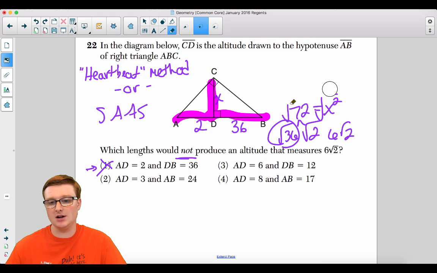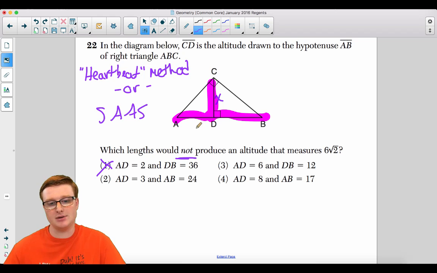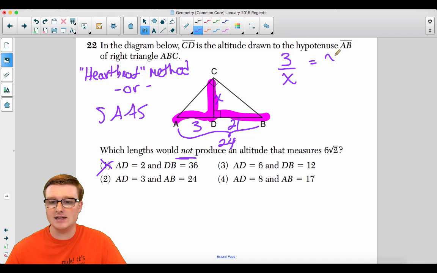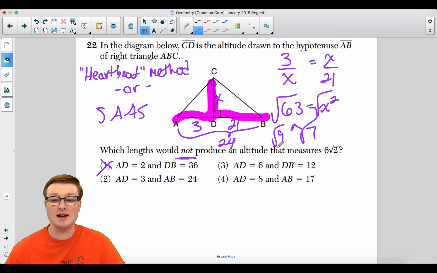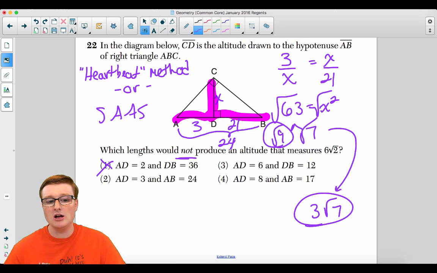So we need to try another choice. Number 2 says that AD is 3 and AB is 24. Be so very careful. AB is 24. Therefore, DB is 21. So I do it again. 3 over x equals x over 21. 21 times 3 is 63 is equal to x squared. Take the square root of both sides. 63 can be broken down into radical 9 and 7. The square root of 9 is 3. Radical 7 carries along for the ride. That's not equal to 6 radical 2. So therefore, choice 2 is your answer.